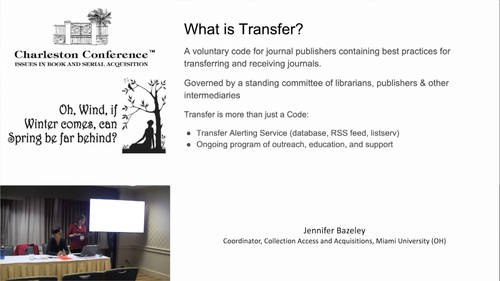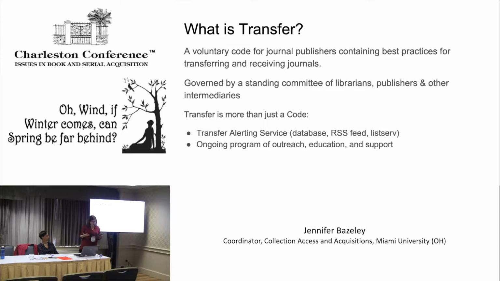Some of the best practices within the code include things like formalized roles and responsibilities for both the receiving and the transferring publisher, suggested timelines for transfer actions and communications, depending on when your transfer is happening during the year, suggestions for how to transfer different kinds of digital content, as well as subscriber lists, which is really important in that process. The use of the Transfer Alerting Service, which we'll talk about in more detail, and also some advice on licensing terms and preservation agreements with things like locks and clocks. To date, Transfer has upwards of 60 endorsing publishers, and that includes everything from large commercial publishers to small society publishers and everything in between.